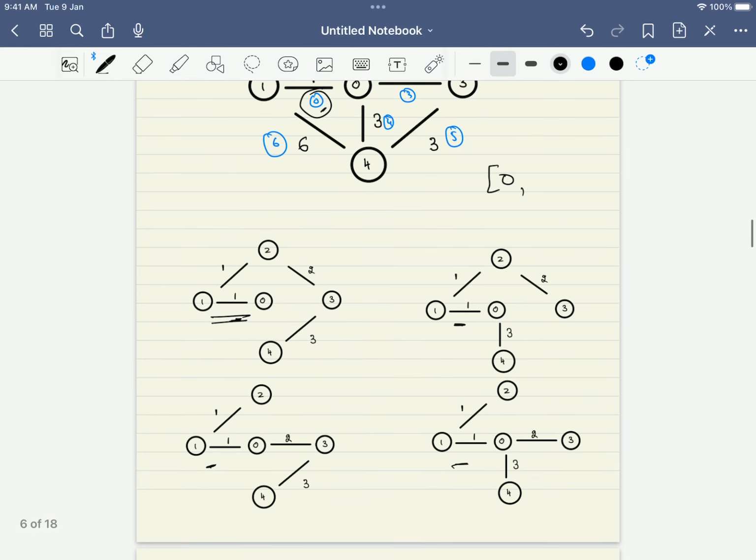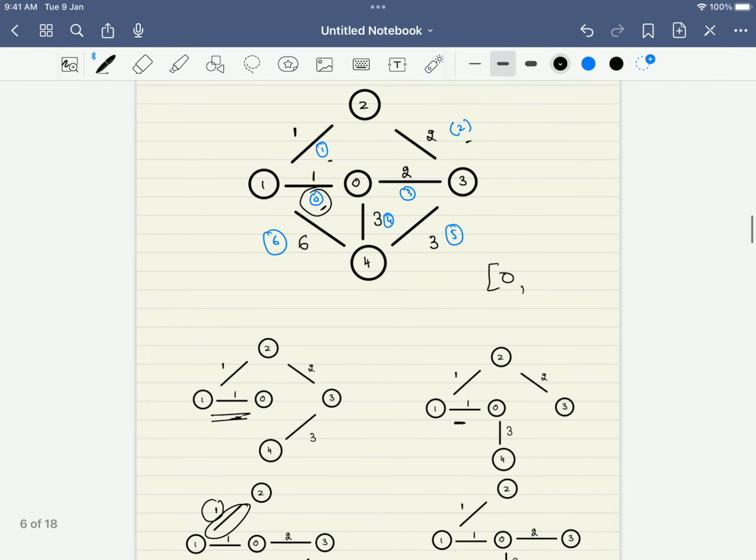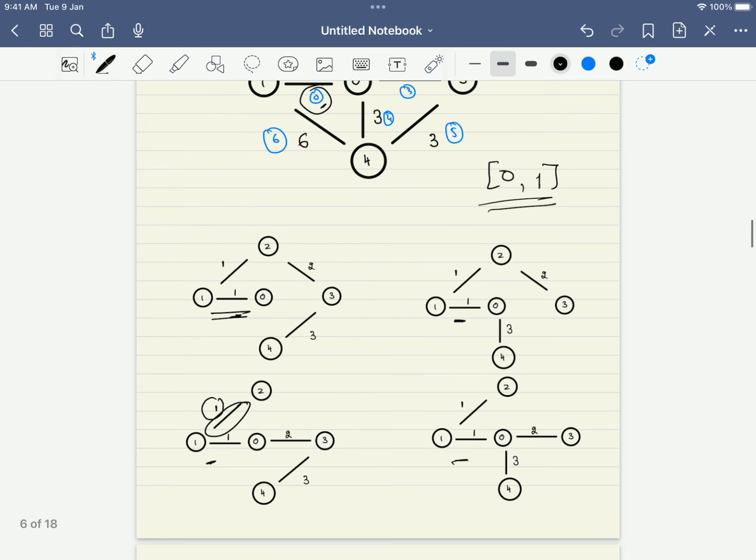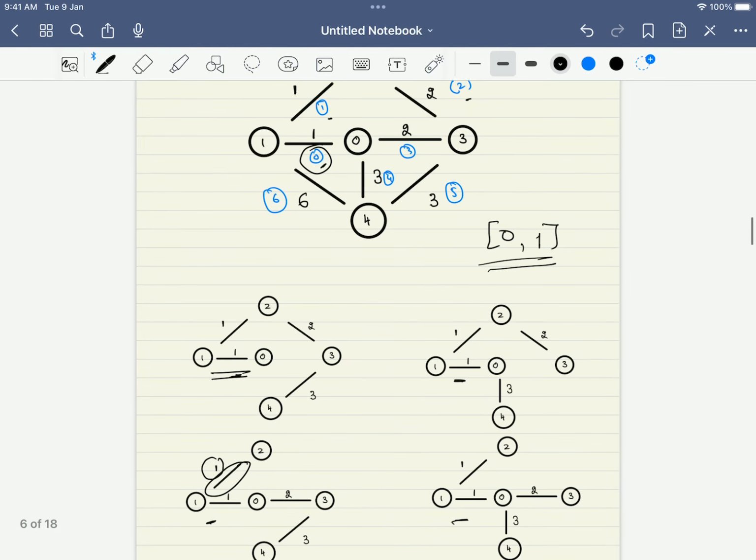Now let's look at another edge. This edge is present in all the MSTs. So 0 and 1. Is there any other edge which is present in all the MSTs? No, right? So we will not be including any other. So there are just 2 critical edges. This is the first step of the problem.